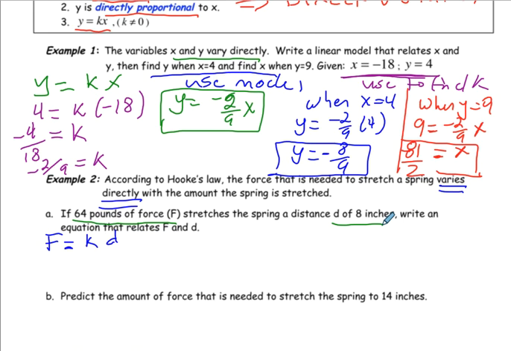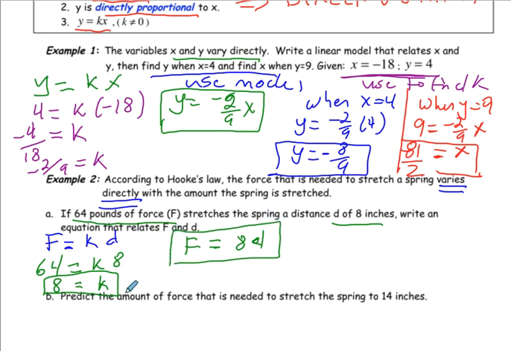So I'll substitute in. 64 is equal to k times 8, which means that k is equal to 8, dividing both sides by 8. And then we can write our model. So our model is F is equal to 8 times d. That's the model.